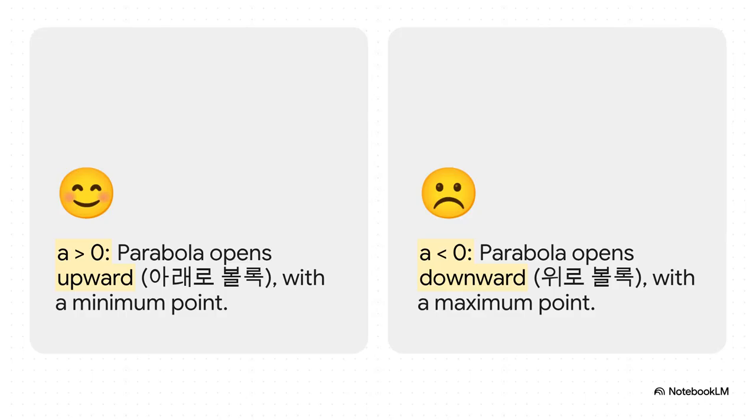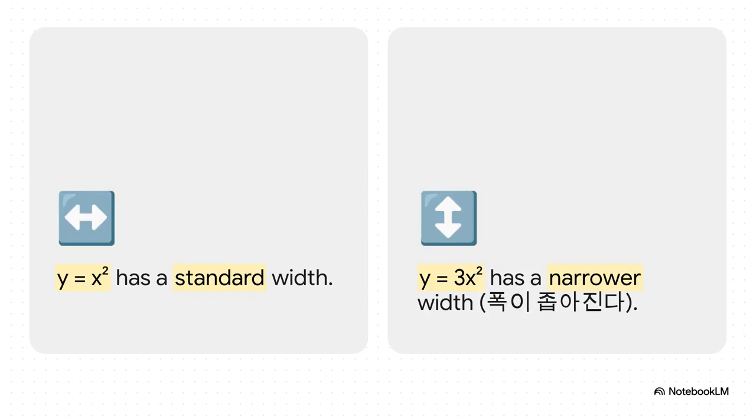So, the first secret of a is all about direction, and it's so simple. If a is a positive number, the parabola opens upward, kind of like a smile. This means its vertex is the lowest point, a minimum. But if a is negative, the whole thing flips upside down and opens downward, like a frown. And now its vertex is the highest point, a maximum.